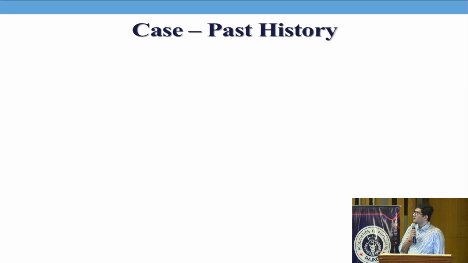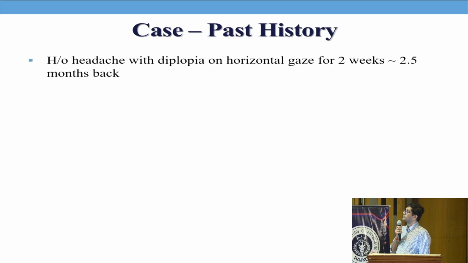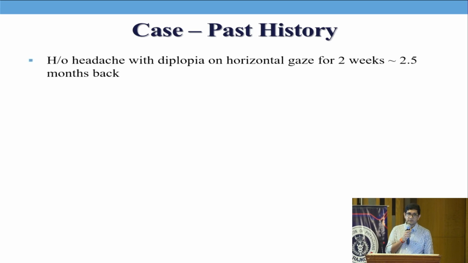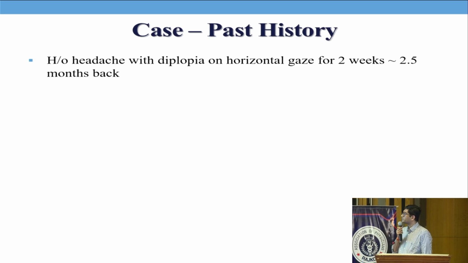During revelation of past history, she had history of headache with diplopia, specifically in horizontal gaze. It was present for 2 weeks, and that history went back to December 2024, that is 2.5 months back. At that time she was evaluated by an ophthalmologist, because with headache and some vision problem we usually think it is related to the eyes.